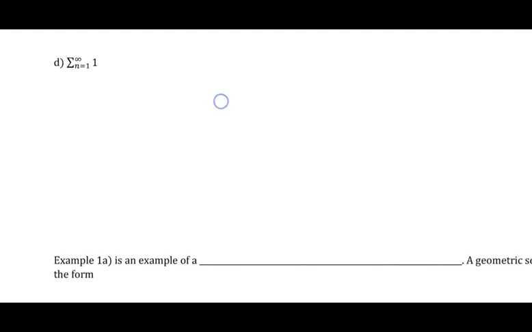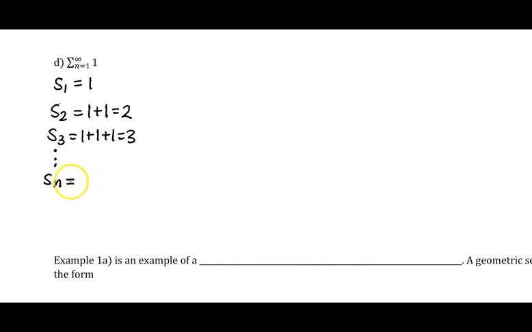In example 1D, we have the sum from n equals 1 to infinity of just 1. Let's take a look at what the nth partial sum of that series would look like. If I add up just the first term, I would just add 1. If I add up the second term, 1 plus 1, which is 2. For good measure, if I add up the first 3 terms of the series, I would get 3. We can, I hope, see that if we add up the first n terms of the series in general, we would get n.